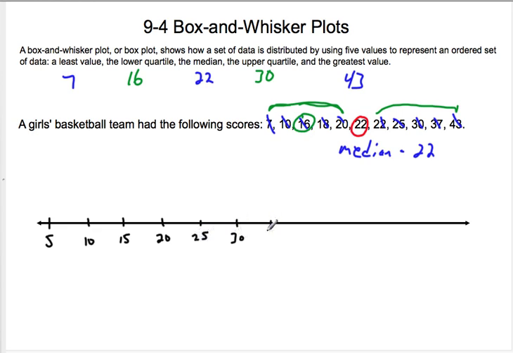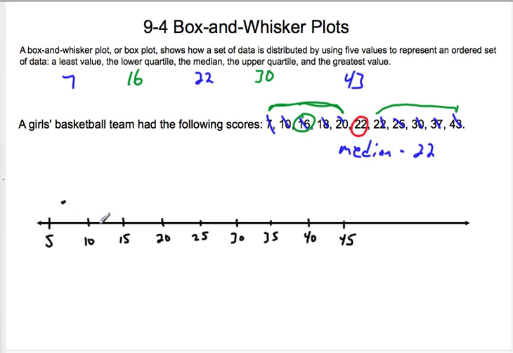30, 35, 40, and 45. We made it with that. 5, 10, 15, 20, 25, 30, 35, 40, 45. So we need to label the lowest value, which is 7. You don't have to actually label a number 7, but you have to put it basically where a 7 would be, so kind of in between a 5 and 10.